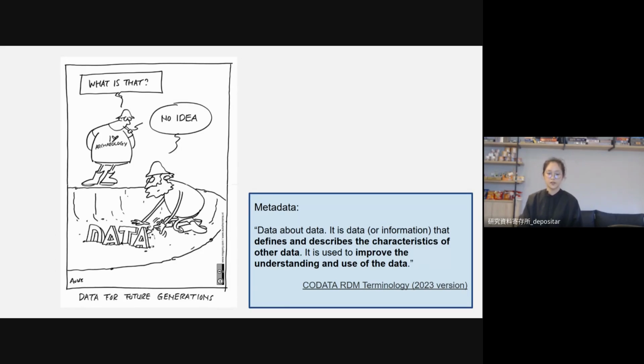And in this comic, the researchers found data on the ground, but they have no idea what it is because there's no metadata, which is data that defines and describes the characteristics of other data. And metadata helps us understand and reuse data. This is why when we talked about FAIR, RDM, and the life cycle, documenting your processes and contextual information about your research is all very important. They are key to understanding what your data is about and potentially how it can be reused.